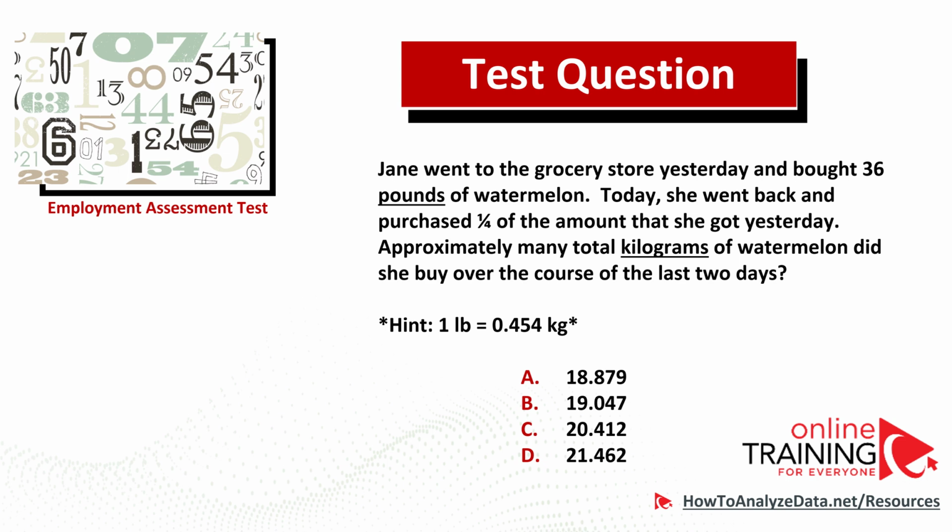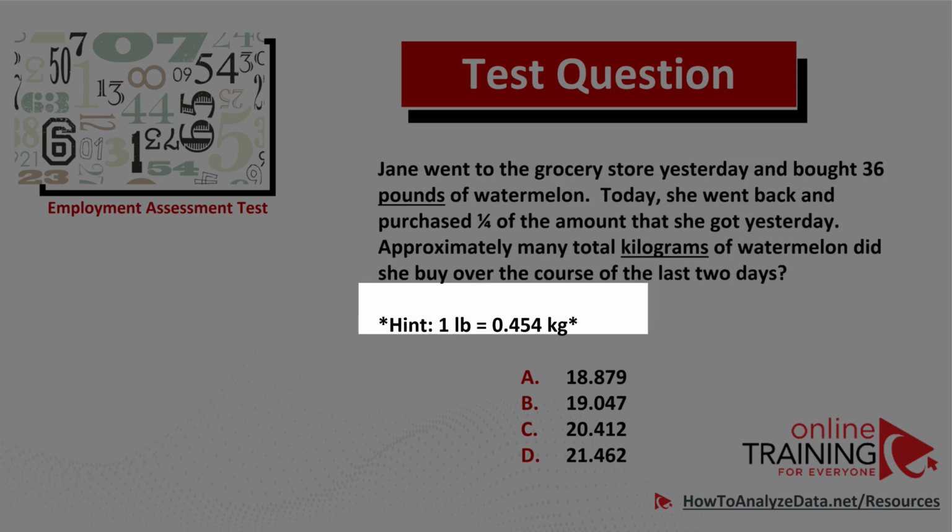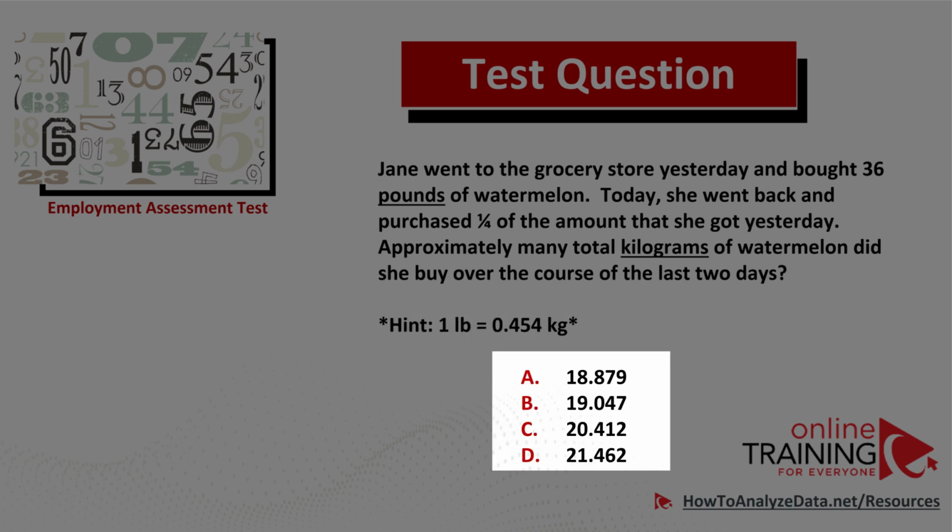Let's look at an interesting employment assessment test question, which validates your knowledge of data conversion, business math, and numerical reasoning. Jane went to the grocery store yesterday and bought 36 pounds of watermelon. Today she went back and purchased 1/4 of the amount that she got yesterday. Approximately, how many total kilograms of watermelon did she buy over the course of the last 2 days? There's a hint here. 1 pound equals 0.454 kilograms. And you have 4 different choices.